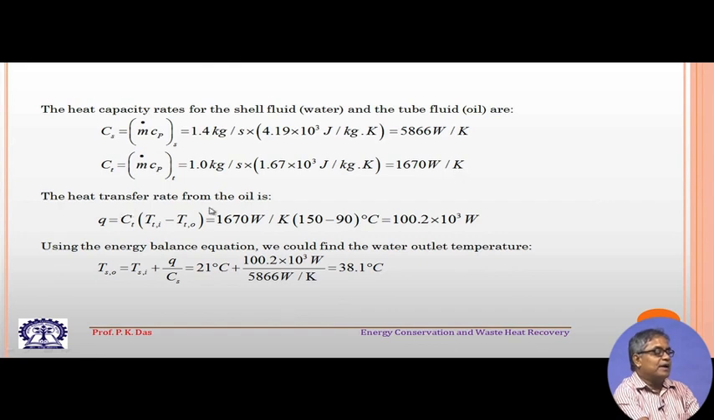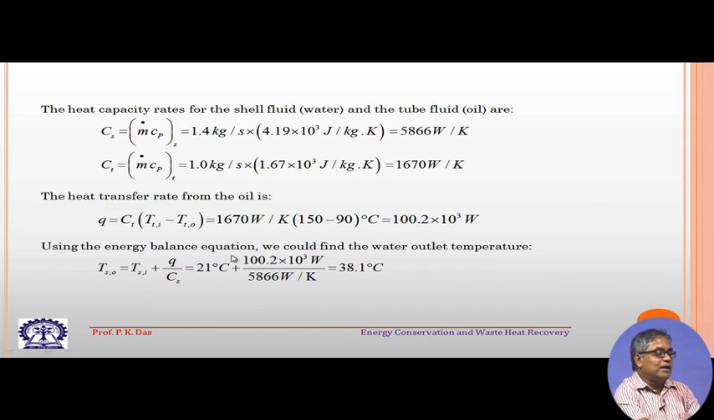The heat transfer rate from oil, because for oil we know the inlet and outlet temperature. So, we can calculate the change in enthalpy, and in terms of the specific heat and mass flow rate, we can get the heat transfer from the oil. So, that is 100.2 into 10 to the power 3 watt, or 100.2 kilowatt.